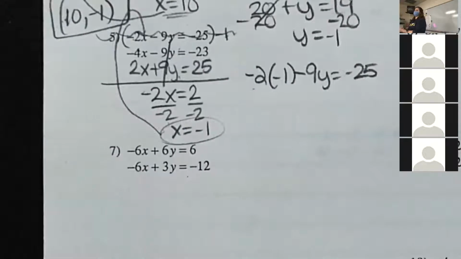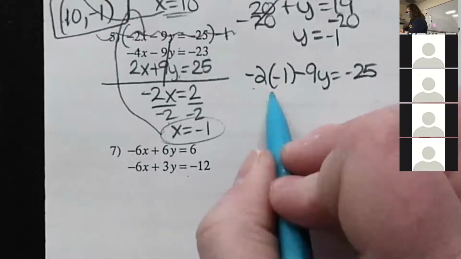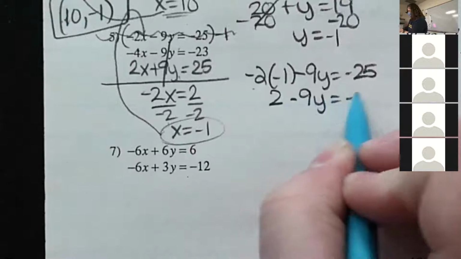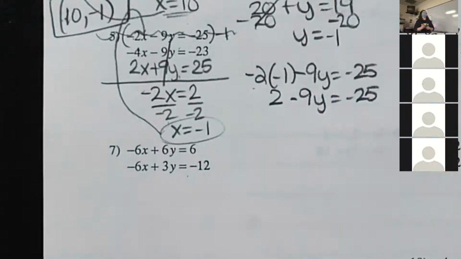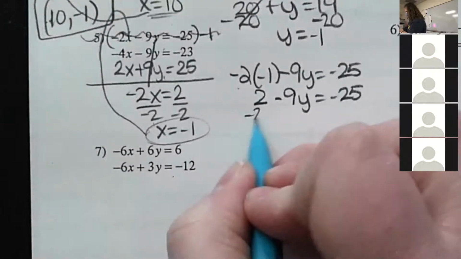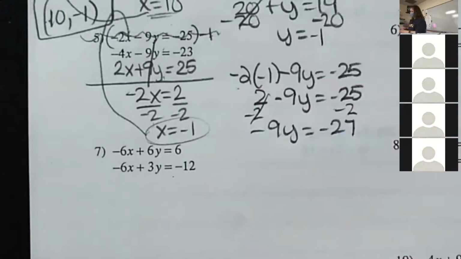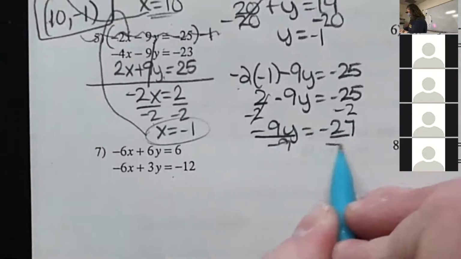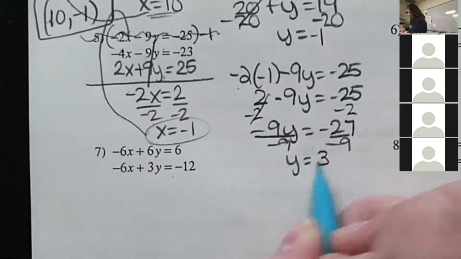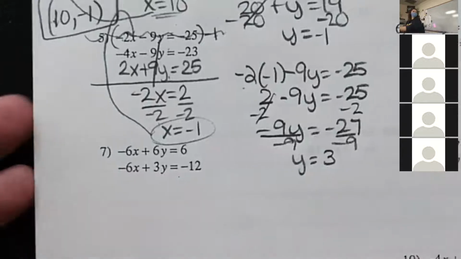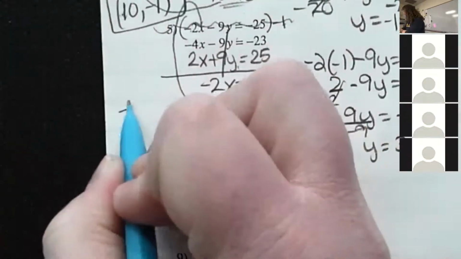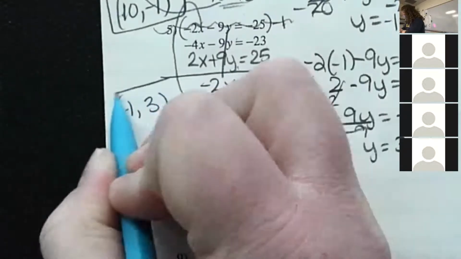Well, -2 times -1 is 2. 2 minus 9y equals -25. How do I get rid of that 2? Subtract, because it is a positive right now, so you got to do the opposite. So I have negative 9y equals negative 27. Divide by negative 9. Y is what? 3, right? Yep, good. X comma y. Negative 1, 3. Perfect.